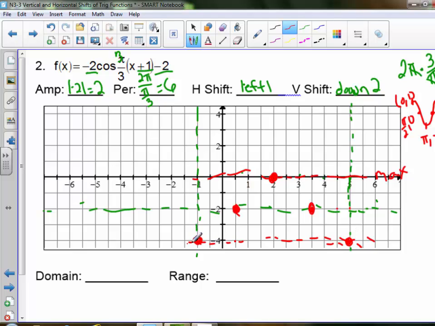Okay, so our cosine graph comes up and then comes down. Whoop, kind of flattened out there. Sorry about that. More curvy. Okay, so that's one complete cycle of the cosine, -2 cosine of pi over 3 of x plus 1, minus 2. Okay, so our domain, still all real. Our range goes from -4 to 0 inclusive. And that's it for that problem.